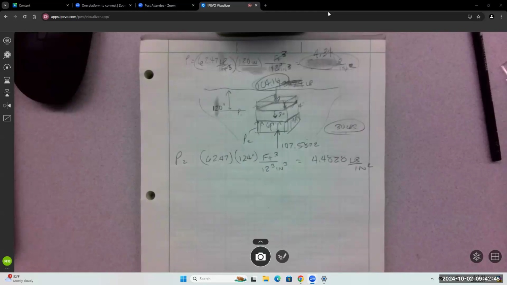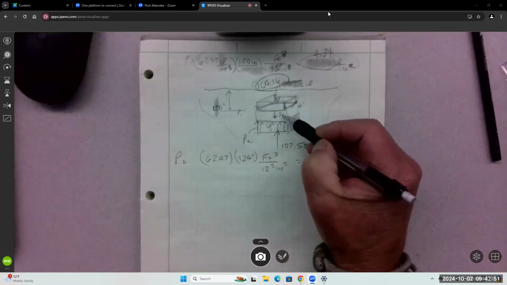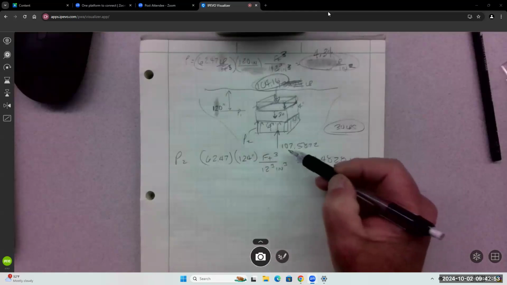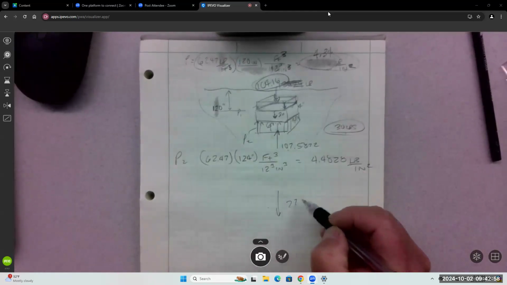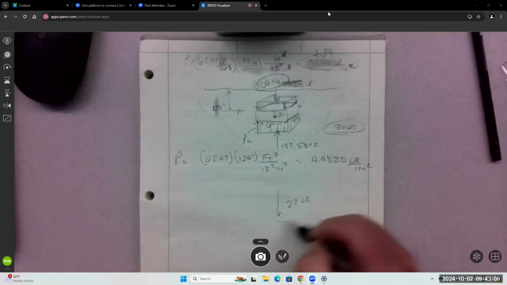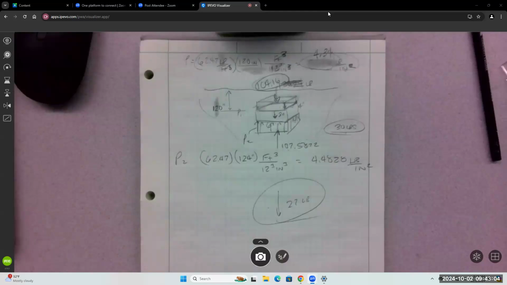Wait, it's going to sink? Yeah, because you got 104 going down, you got 30 going down, and you got 107 going up. What does that spell out? You have about 27 going down, because the weight of the object matters. If the object weighed 1.4 pounds, it would float.